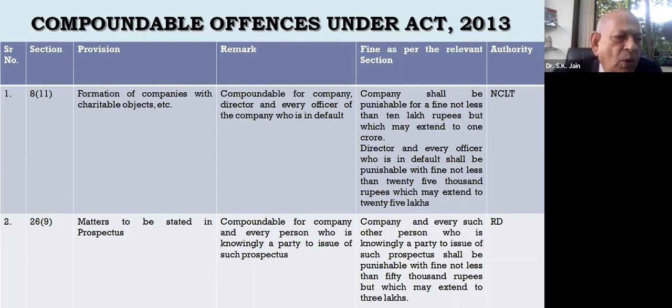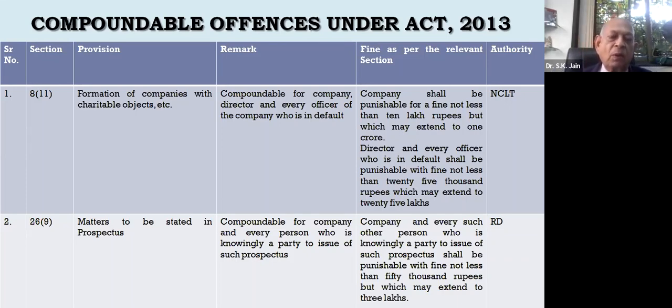Now, second is section 26 subsection 9. Matters to be stated in prospectus. Supposing something is omitted in the prospectus, then it is still compoundable for the company and every person who is knowingly a party to the issue of such prospectus. Now, what is the fine? Company and every such other person shall be punishable with fine not less than 50,000 but which may extend to 3 lakhs because it is less than 25 lakhs. So it is by RD.